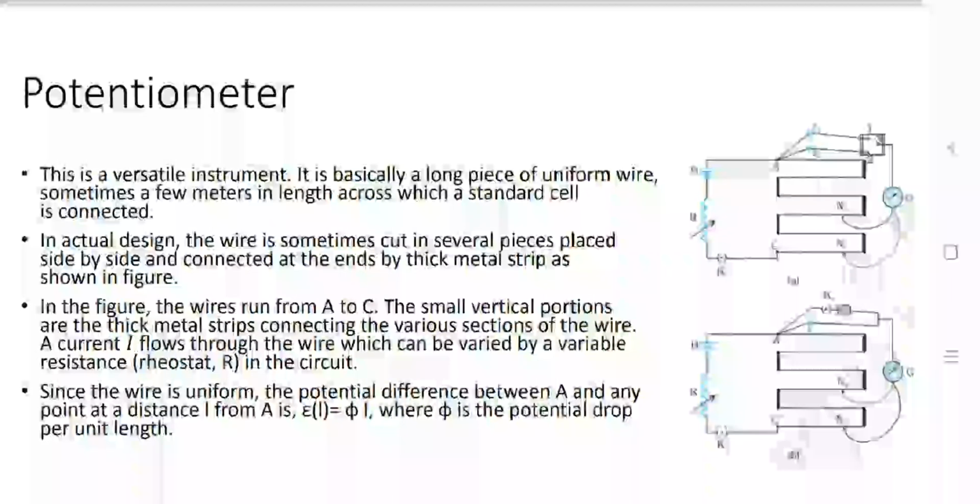Now the potential difference between A and any point at length L is phi into L. Phi is the potential drop per unit length of the wire. So for length L the potential difference is phi into L. This condition we use to compare the EMF of two cells.